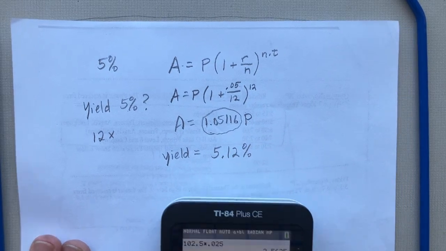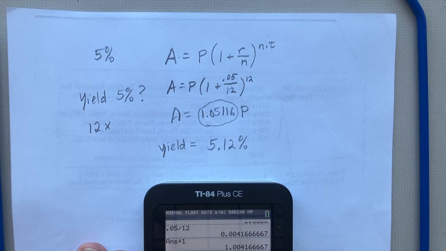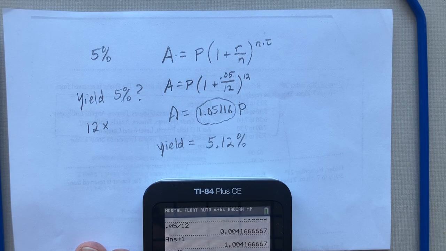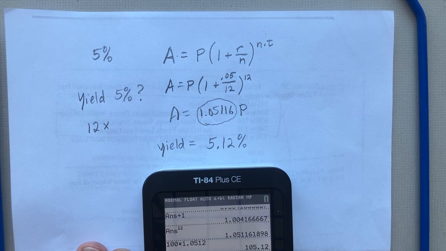So if we were to invest $100 at 5% compounded monthly, we would end up with 100 times 1.0512. Okay? If we were to invest $500, we would end up with $525.60, so on and so forth.